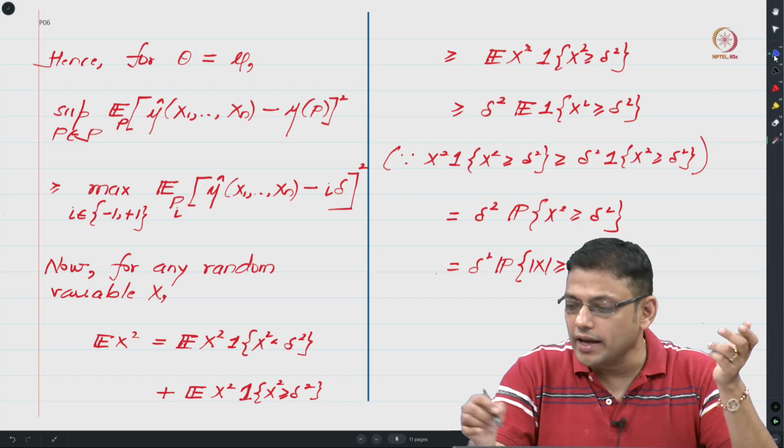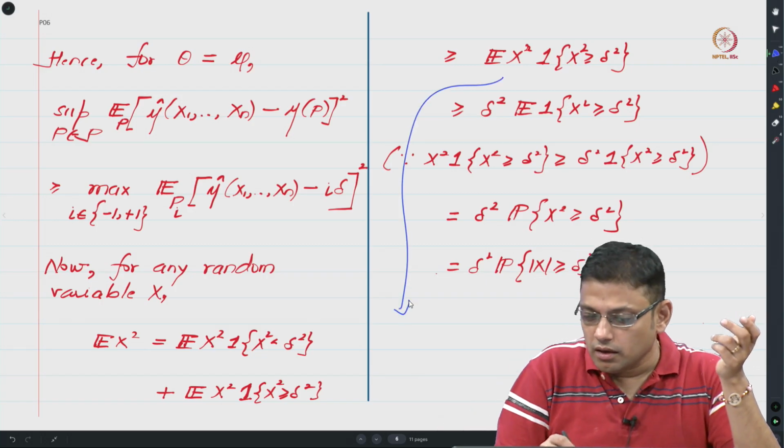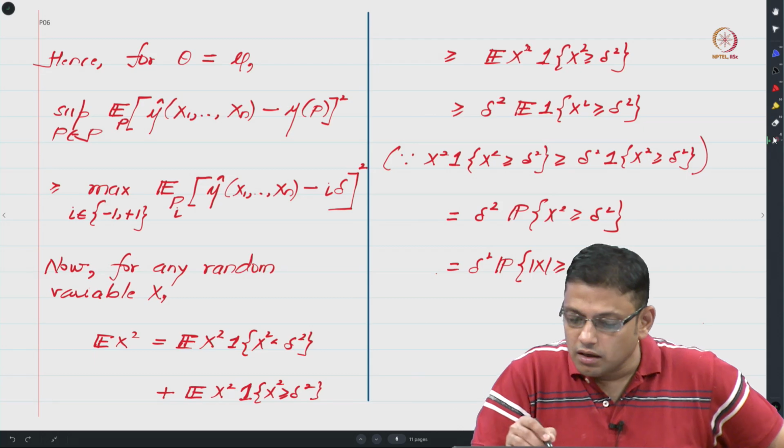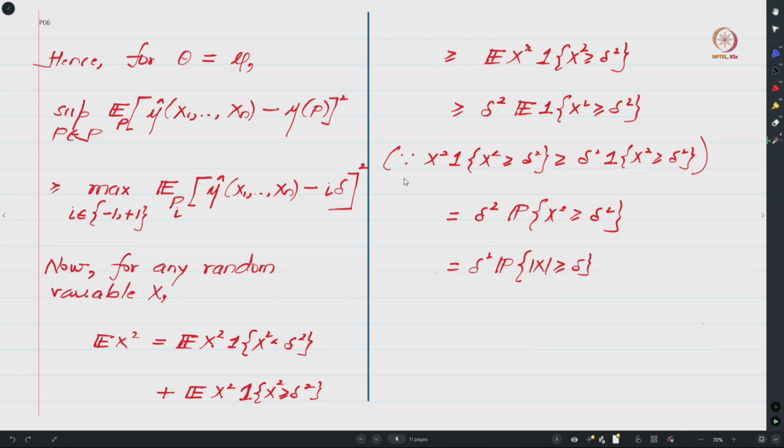Now X square times the indicator that X square is greater than delta square trivially is bigger than delta square times the indicator that X square is greater than delta square, because on any sample point where this event fails to hold, this indicator will be 0, and hence the left hand side will be 0 and the right hand side will also be 0, hence both sides are equal.